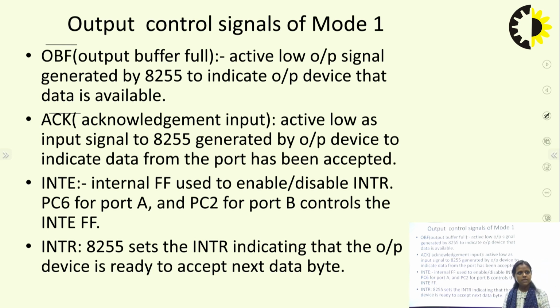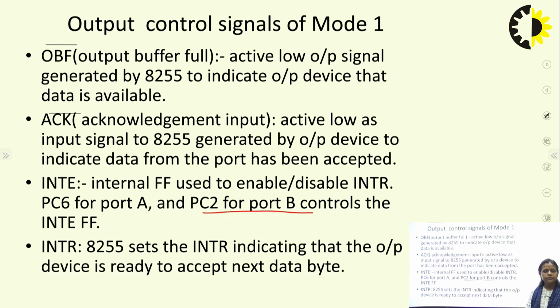Then next we have the acknowledgement input. This is an active low input signal to the 8255, which is generated by the output device to indicate that data from the port has been accepted. Then we have INTE, which is an internal flip-flop used to enable or disable INTR, and PC6 for port A and PC2 for port B control the INTE flip-flop.